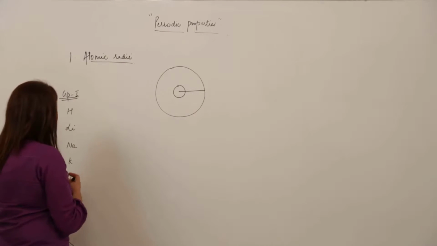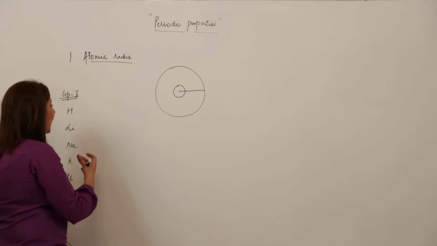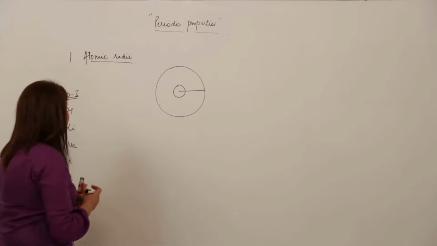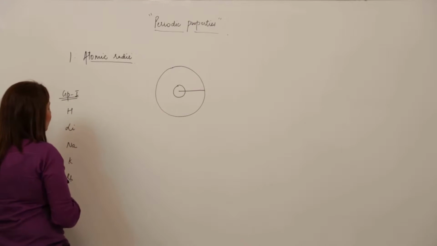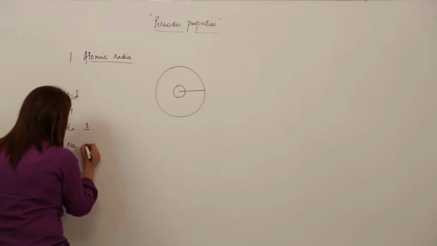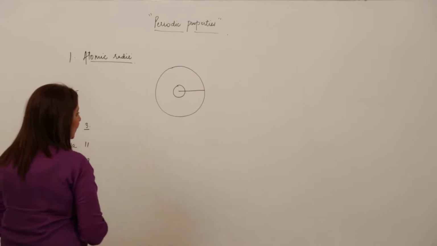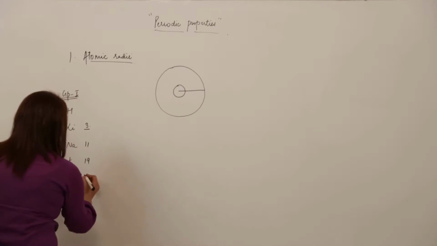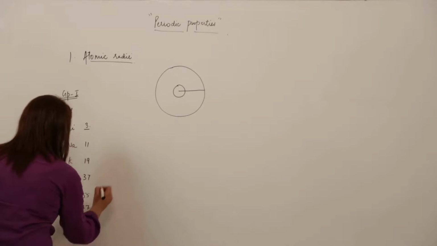What similarity do the group elements have, and what dissimilarity do they have when compared to the other group? First, we have to write the atomic numbers. The atomic number of lithium is 3, for sodium it is 11, for potassium it is 19, for rubidium it is 37, for cesium it is 55, and for francium we have 87.